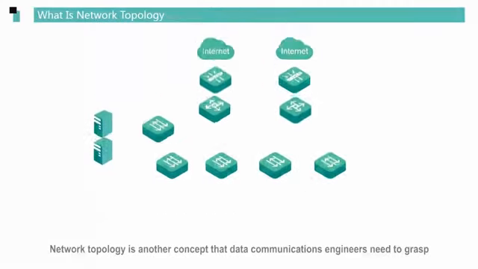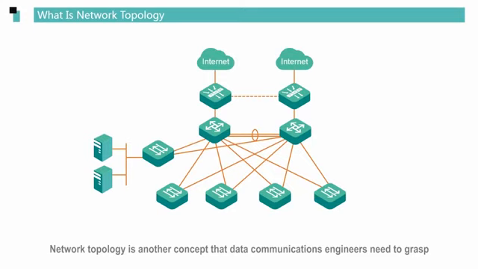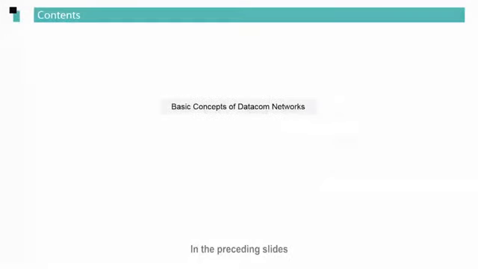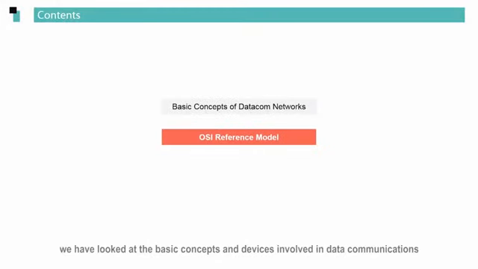Network topology is another concept that data communications engineers need to grasp. This network topology is a logical map of all of the devices and cables in the network. In the preceding slides, we have looked at the basic concepts and devices involved in data communications. We have already briefly mentioned the difference between layer 2 and 3. Now let's look in detail at the 7-layer OSI reference model.